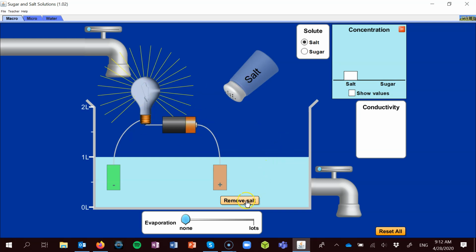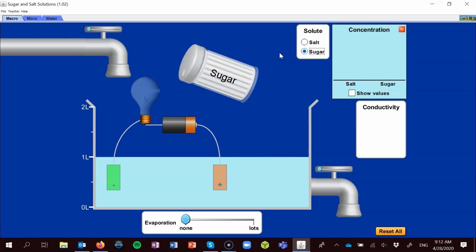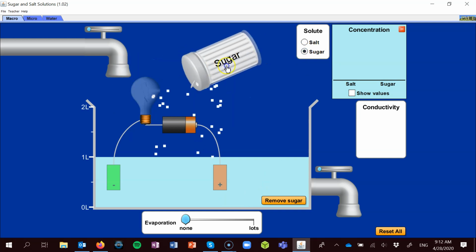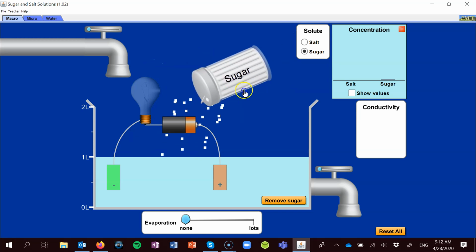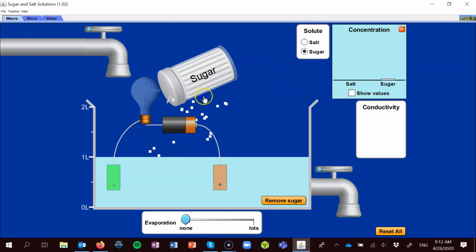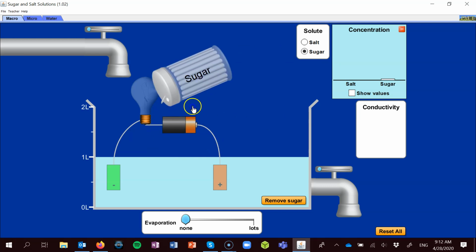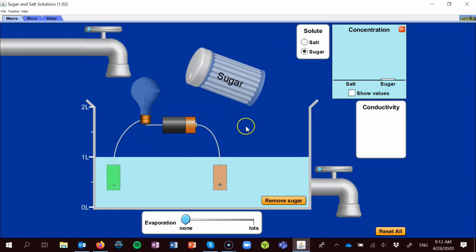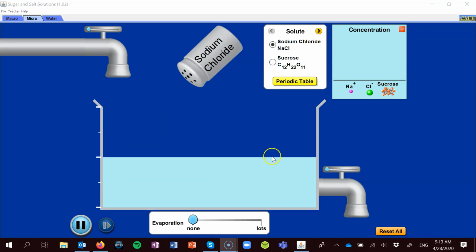Let's see if the same thing's true for sugar. Notice how in this case, sugar does not affect the conductivity electrically of an aqueous solution that it's soluble in. So that's a key difference right there. Ionic compounds will cause a solution to be conductive, and covalent compounds will not. To better understand these differences, let's take a more nanoscale approach.